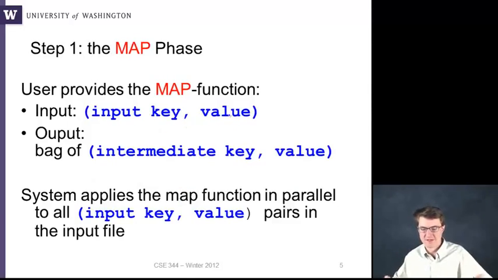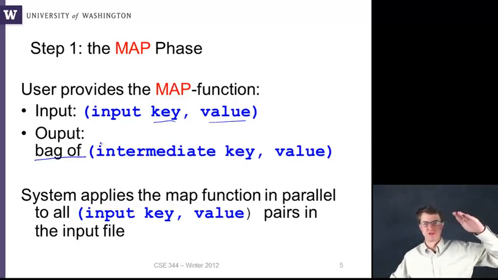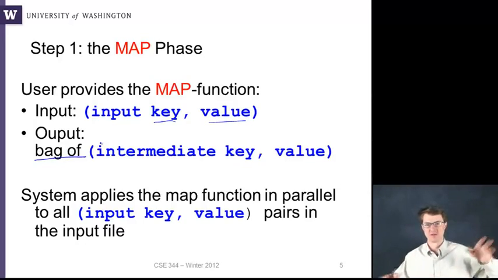So fine. The map phase, as we've said, you provide a map function. The input is an input key and an input value, and the output is a bag of intermediate keys and values. It doesn't have to just take a single input to produce a single output. It can produce a set of things. And we saw this with the word count example. A single document came in, but a set of things came out. That's okay.